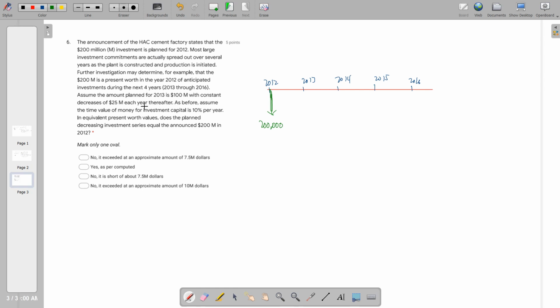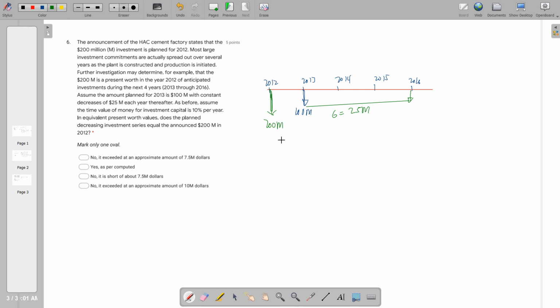If we can see, assume the amount planned for 2013. The planned amount in 2013 is $100 million. So we have here $100 million. And then it will decrease until 2016. So there will be a gradient here, I'm going to draw a line here. It is a gradient going downward, with a uniform decrease per year of 25 million. So let us put that into the cash flow. G is equal to $25 million.